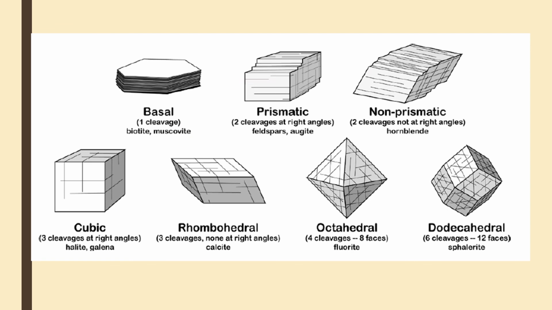Here you can see different examples of different kinds of cleavage planes. You have basal, 1 cleavage, prismatic, 2 cleavage planes, and non-prismatic, cubic, rhombohedral, octahedral, and dodecahedral. And please read the lecture notes to understand more about the physical properties of minerals.